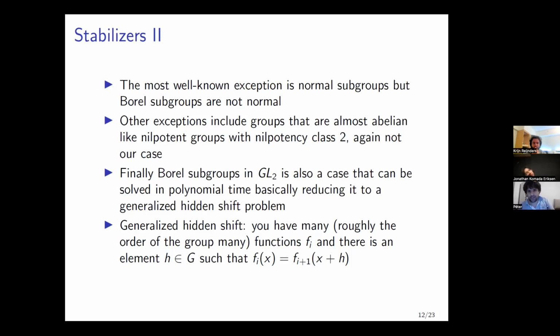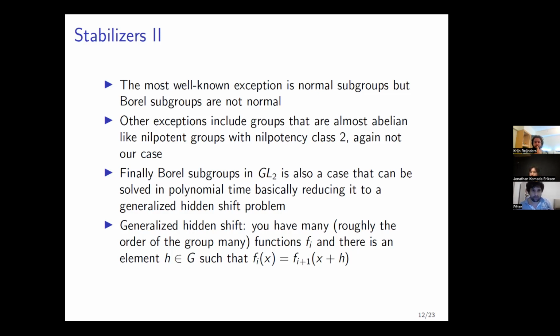Unfortunately, for stabilizers, this is not true. So Borel subgroups are not normal subgroups. Upper triangular and lower triangular, those are conjugates, but not the same. So this will not help us.